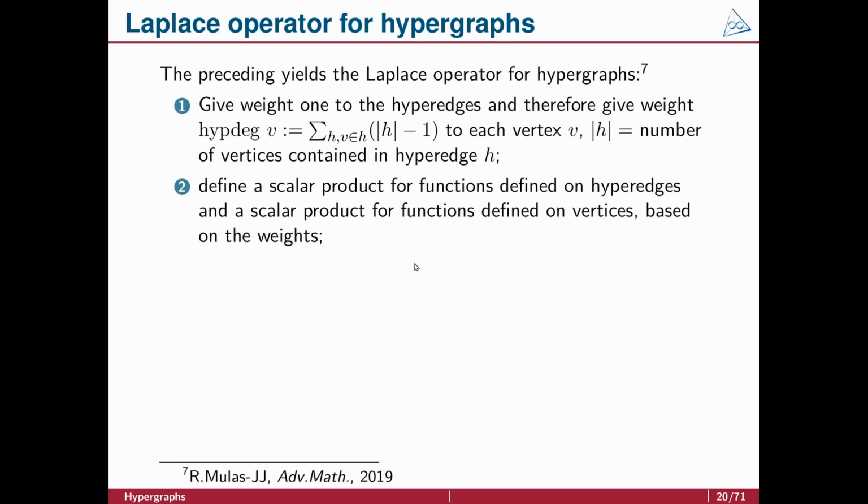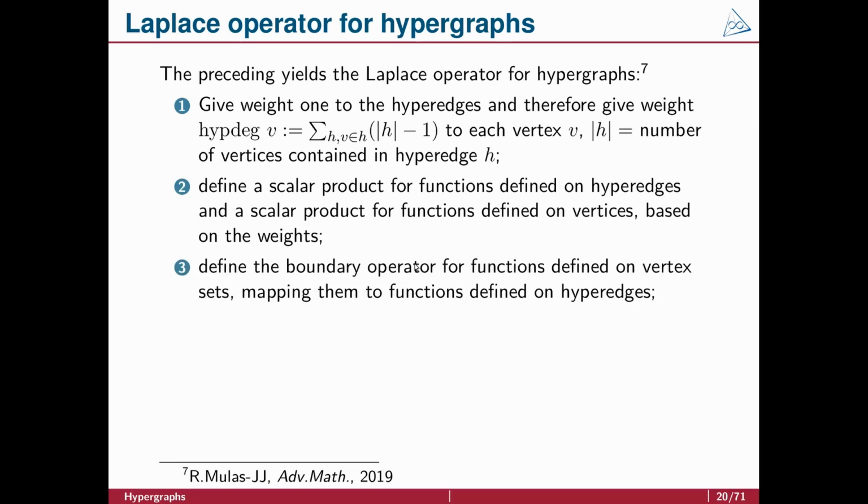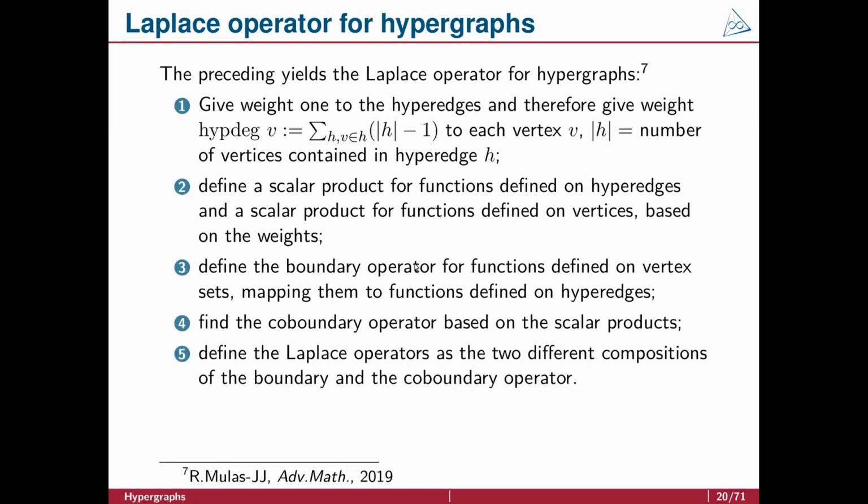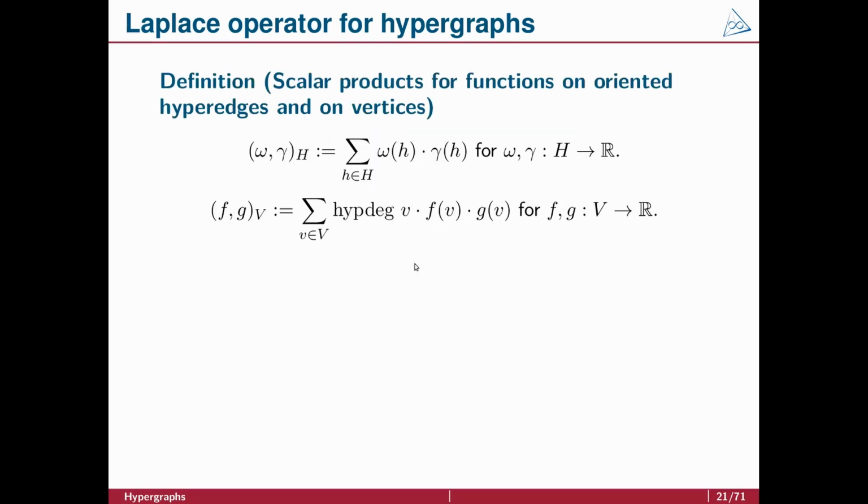Then we define scalar products for functions on hyper edges and for functions defined on vertices that are based on the weights. And then we define the boundary operator for functions defined on vertex weights and mapping them to functions defined on hyper edges. We define the co-boundary operator based on the scalar products. And we define the Laplace operators as the two different compositions of the boundary and the co-boundary operator. Boundary composed with co-boundary or co-boundary composed with boundary. These are the two Laplace operators, just more concretely implementing the abstract principle I had developed earlier.